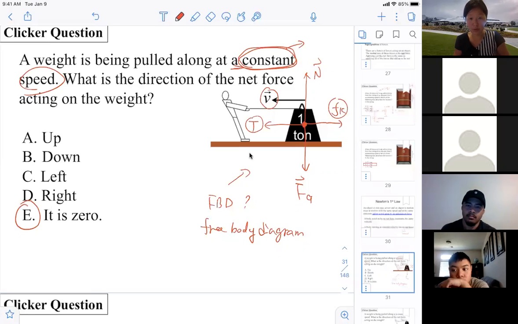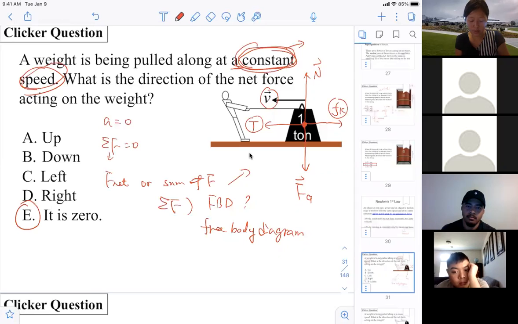So the answer is 0. All you care is when you see constant speed, right away, you know acceleration is 0, net force is 0. So this would be F net, or the sum of all the forces, we use the sum to represent it. So as long as you see constant speed, you know these two conditions are true, okay?